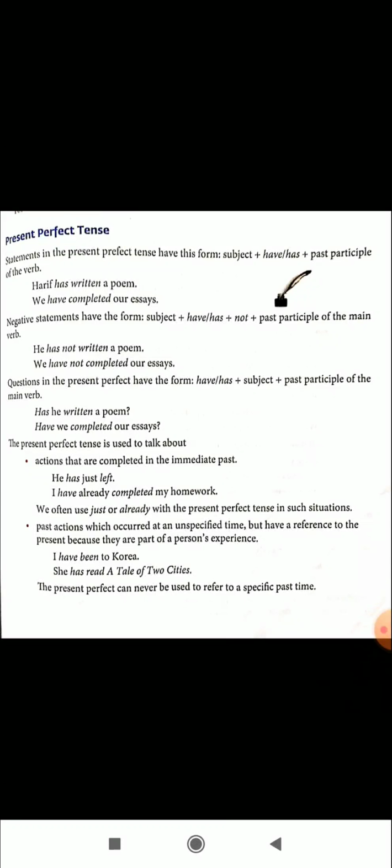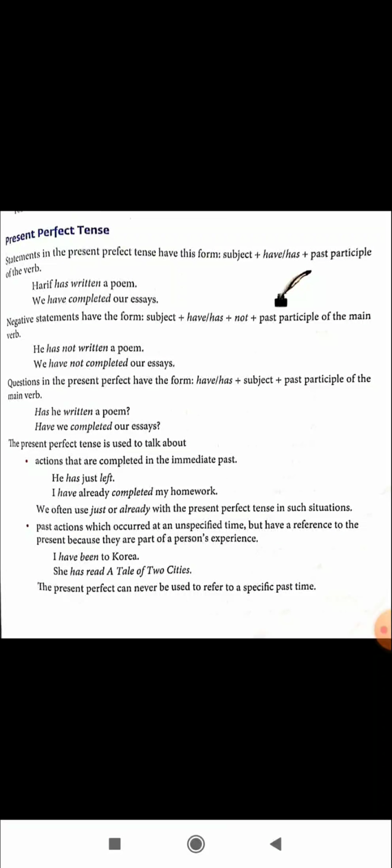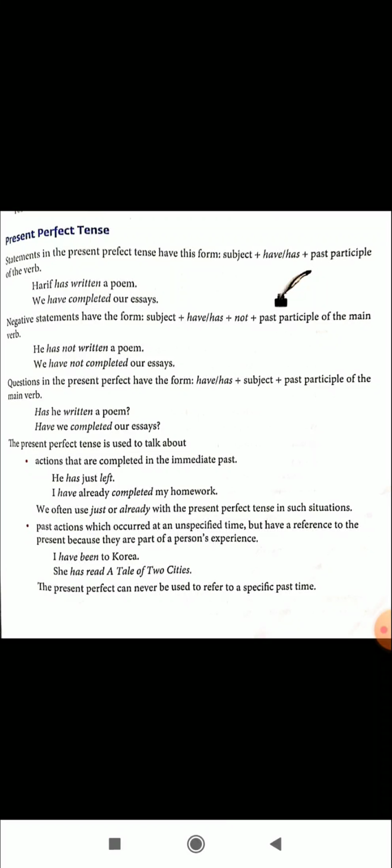It should be put just after the auxiliary, that is has or have. Look here, has not written. After has we put not, then we put the past participle of the verb. It is wrong, has written not. Correct is has not written. Have not completed: auxiliary plus not and past participle form of the verb complete.